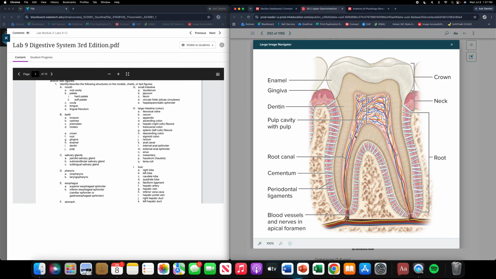The pulp cavity is connected to the root canal. So if you hear of someone having a root canal, usually that means that they're having to drill down through the crown, through the dentin, to clear out whatever damage is happening into that root. So the crown sits above the gum line. The neck is connecting the crown to the root of the tooth.